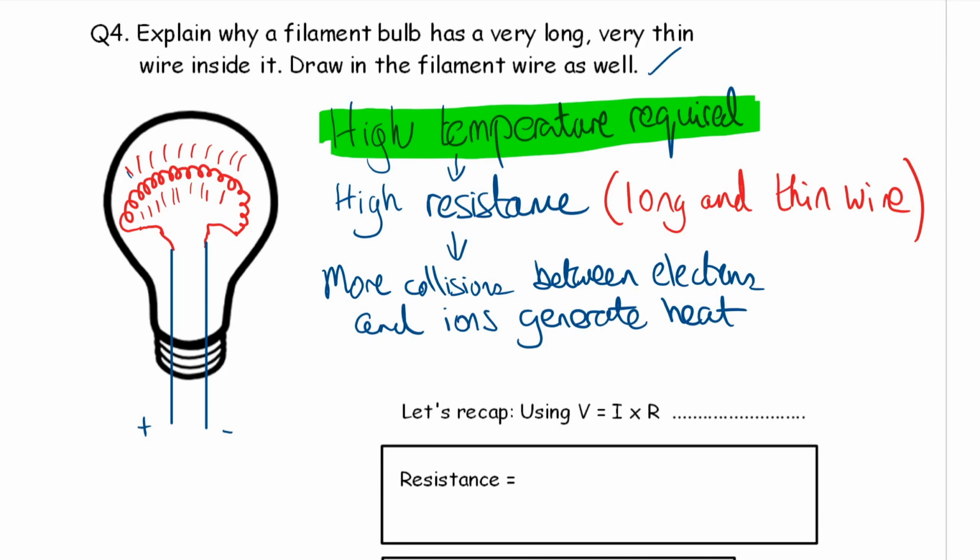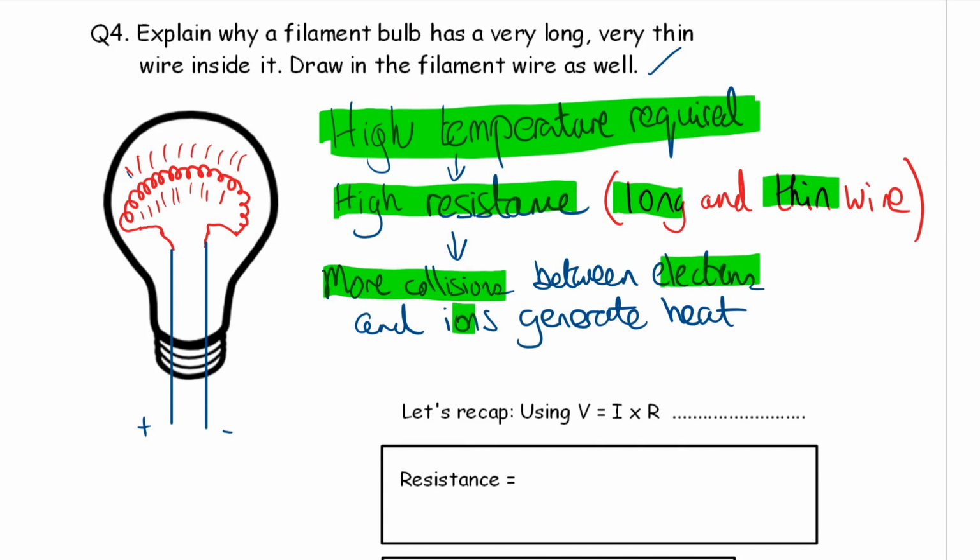And in order to do that, we need to have a high resistance. And to get a high resistance, the wire needs to be long and it needs to be thin. How does that increase the temperature of the bulb? Well, the higher the resistance, the more collisions there will be between electrons and the ions to generate the heat.